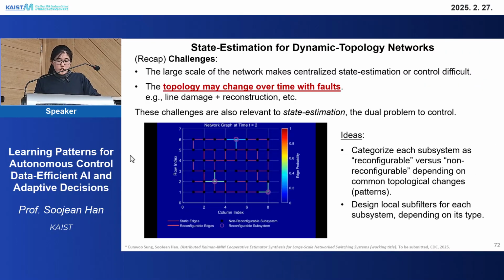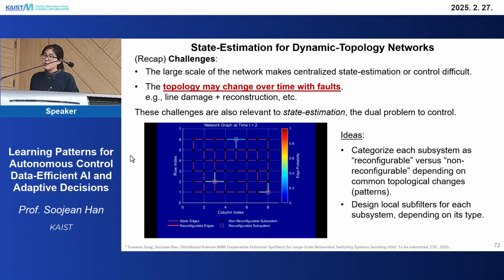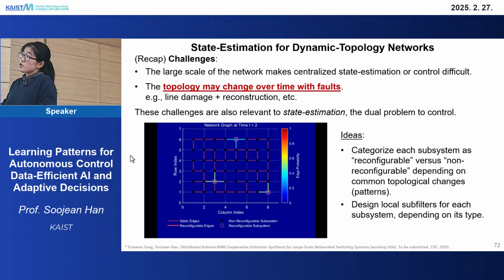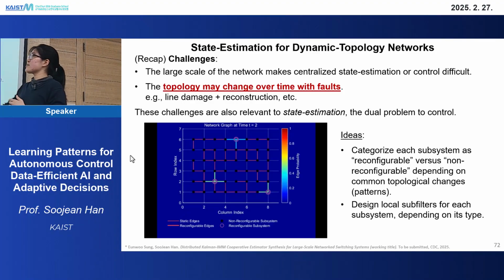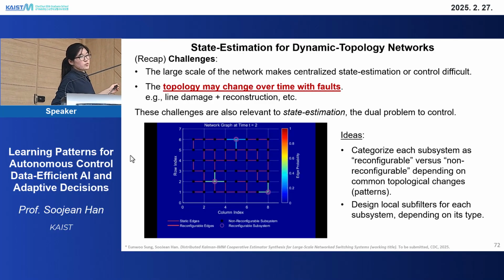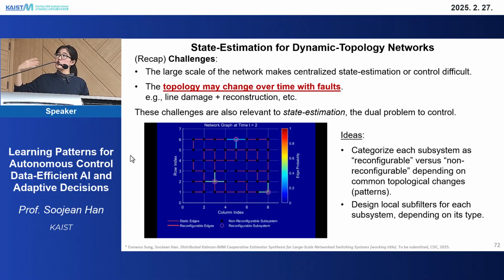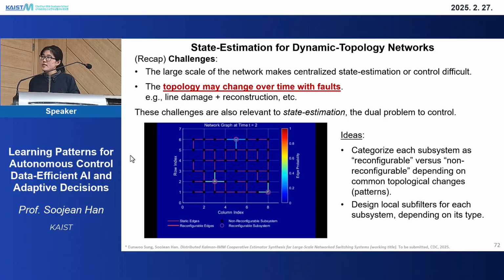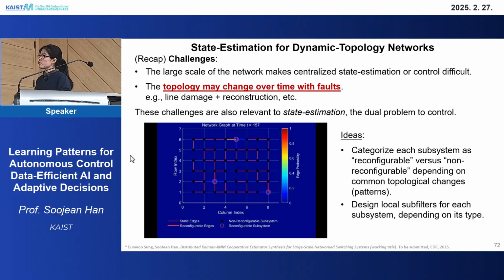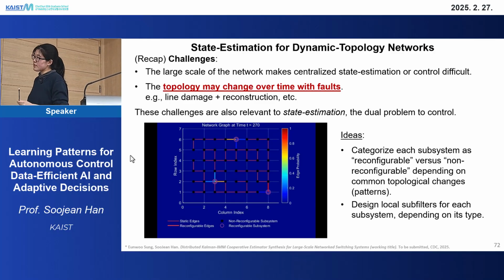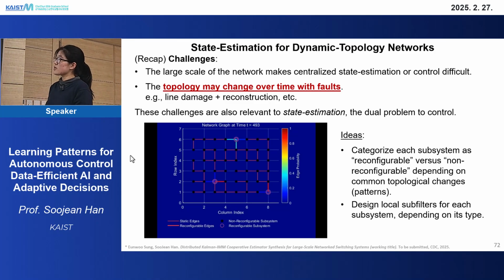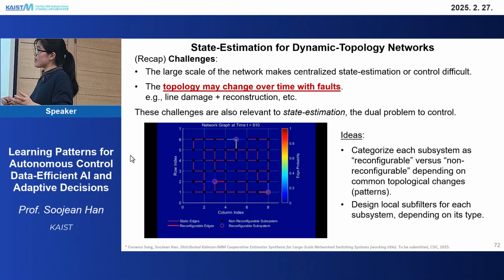Now, what about state estimation? Well, we have some results on that too. Just to recap, these are the challenges that we're facing: large-scale control, large-scale state estimation, as well as the changing topology. The same challenges are also relevant towards state estimation, which is the dual problem to control. And the ideas are as follows. We want to categorize each subsystem as reconfigurable versus non-reconfigurable, depending on the common topological changes that occur in the system. And then we design local subfilters for each subsystem, depending on its type.